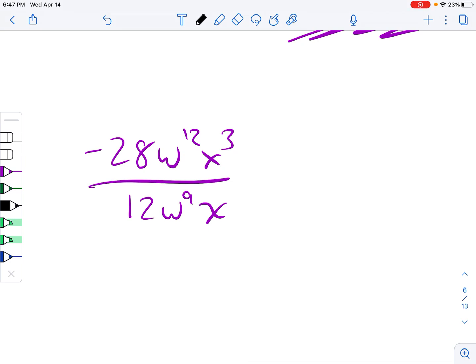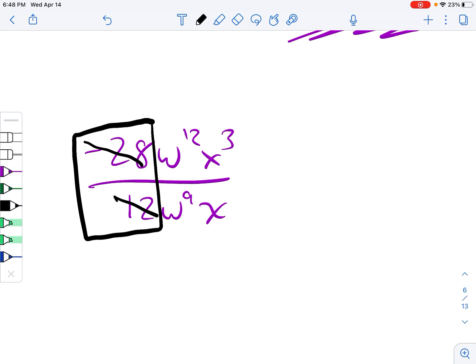So looking at this, let's look at my common factors for negative 28 and 12. I'll divide both by a 4. I'll get negative 7 and a 3.